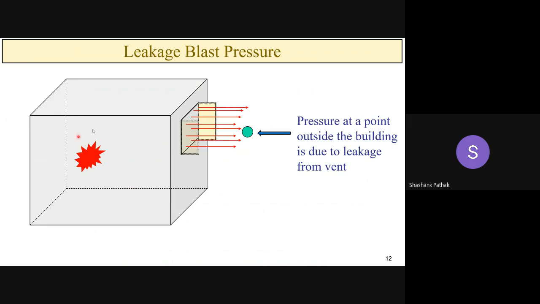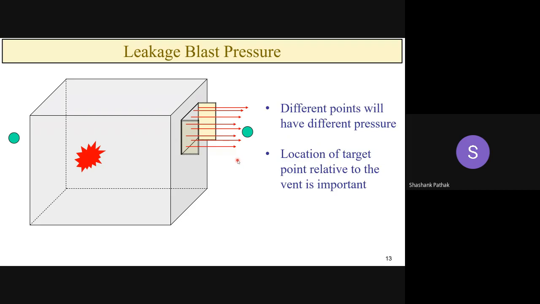Suppose this is some petrochemical factory and there is some mishap inside. So there will be some vents, some openings through which the blast pressure will leak out, and that may impose some pressure outside the building. So this kind of situation can occur in those scenarios. So pressure at a point outside the building is due to the leakage from the vent. There can be some windows, some outlet vents, or sometimes if there is glass, because of the explosion that glass can break. Once the glass is broken, the pressure will leak out. So the pressure inside the building will reduce, but similarly some pressure will also leak outside, which will cause pressure on the outside structures.